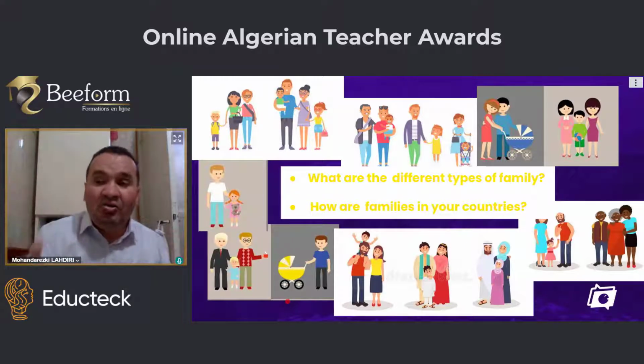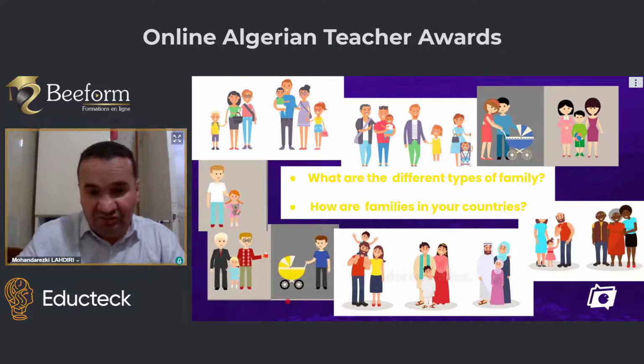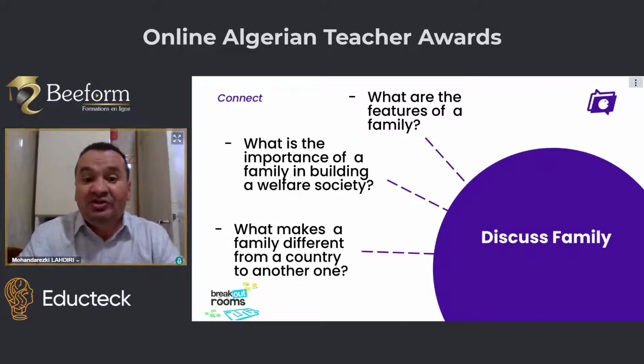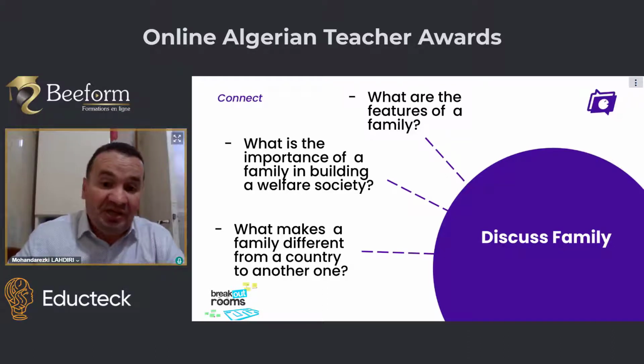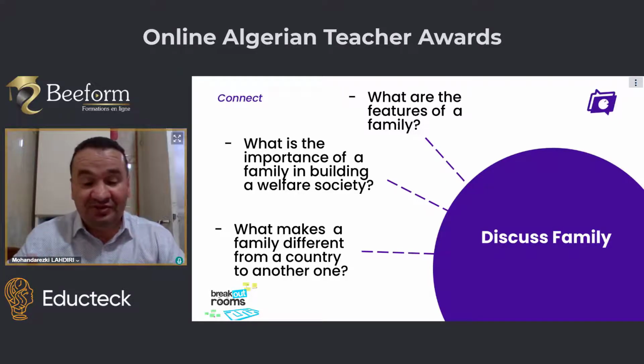And of course, how are families constituted there? And then, of course, we will discuss whether these types of families exist in your countries. Now we move to the next one. We're going, of course, to discuss these questions. What are the features of a family? Here we get back to the first brainstorming words. As we said, the features of a family can be marriage, shelter, blood link, love, respect, acceptance, tolerance, and of course, membership and living together.